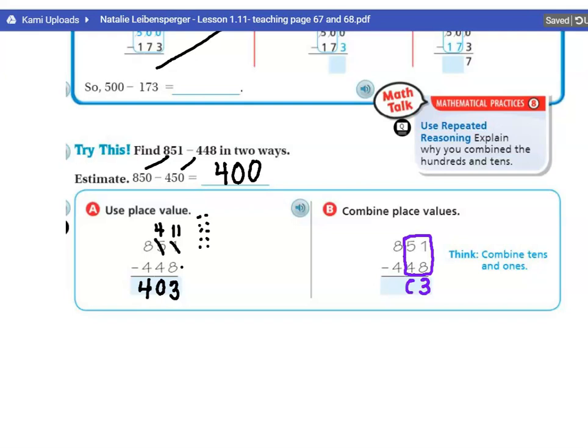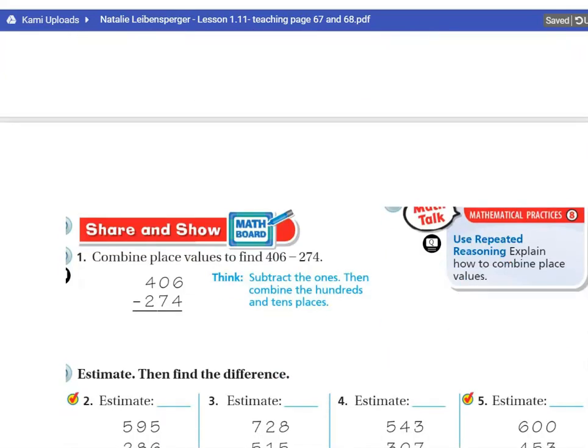And I don't have any 10s in that number. And then I simply bring the 4 down for 8 minus 4. And look at that, I get the same answer. And I also see that it's very close to 400. So I know that my answer is reasonable. Okay, let's go down and practice some more problems.